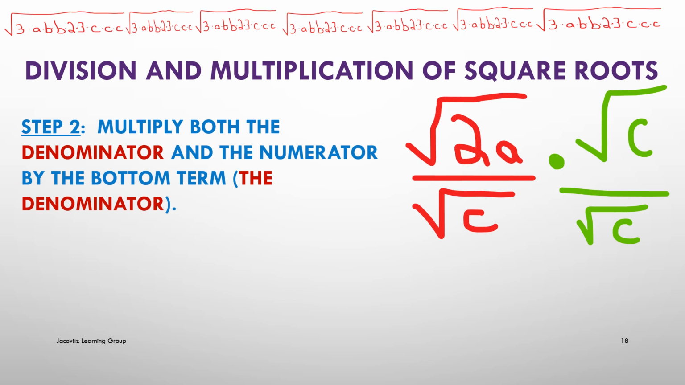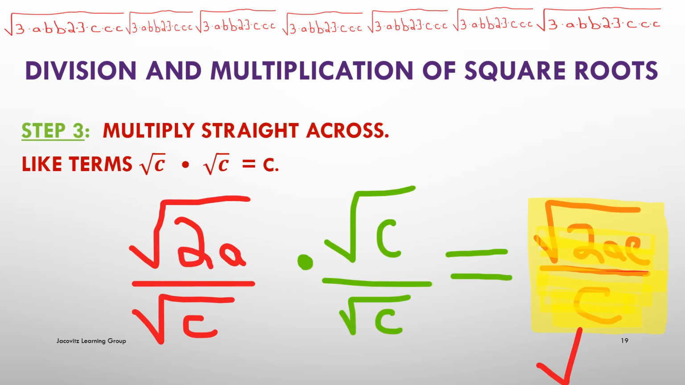Some of your teachers may allow you to keep it at 2a over c, but if they're trying to teach you how to take care of radical expressions, they really should have you do the square root of c over the square root of c. And that's what we're going to do. We're going to multiply it. Then we go on to the next step. We just go straight across and we combine this. And remember, once we're multiplying, everything becomes 2ac.